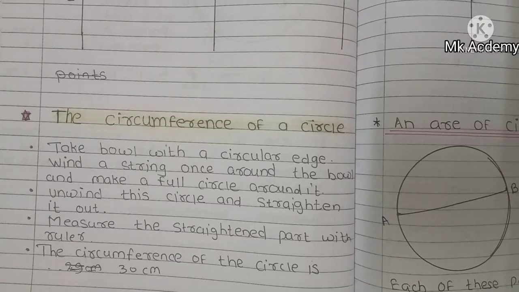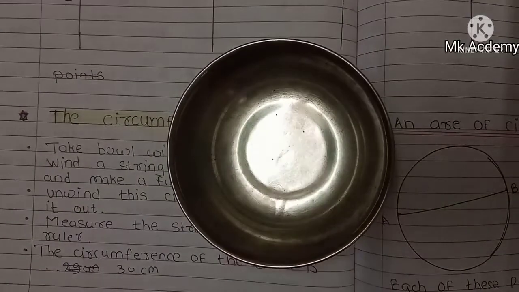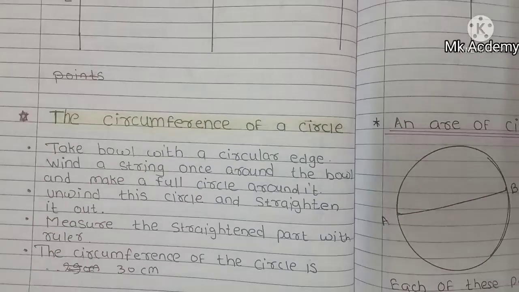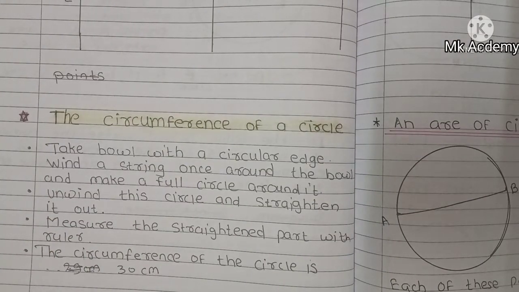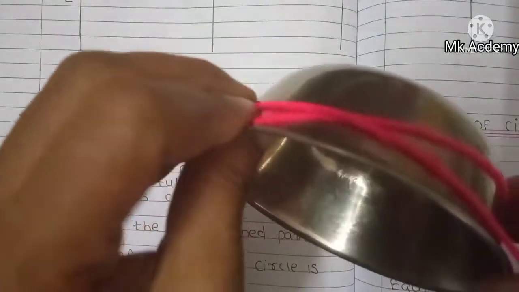Now, to understand this concept, we can do one practical here. Take a bowl with a circular edge. The edge of this bowl is circular. Wind a string around the bowl and make a full circle around it, and then measure the length of this string. See, I can wind the string around this bowl, in this way.